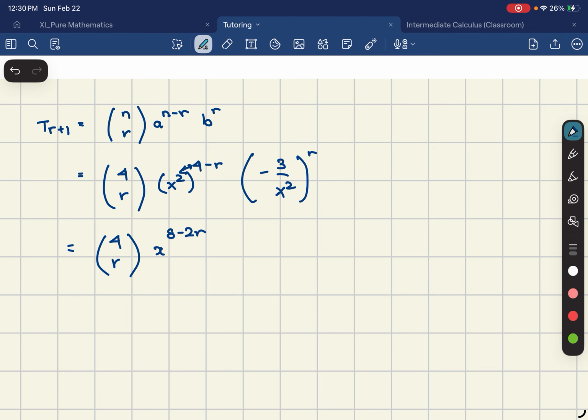Because we can multiply these two. 4 times 2 is 8 minus 2r. And now we have minus 1 to the power r times 3 raised to the power r divided by x to the power 2r.